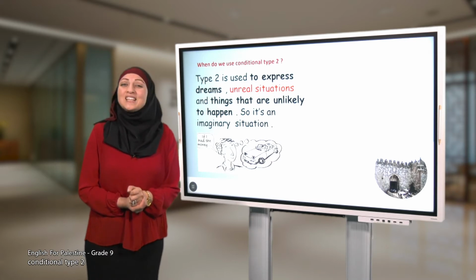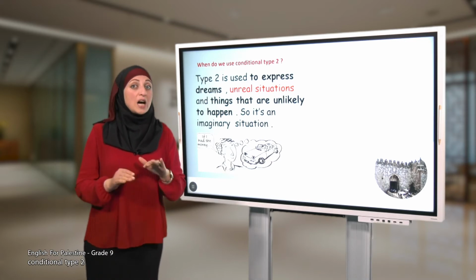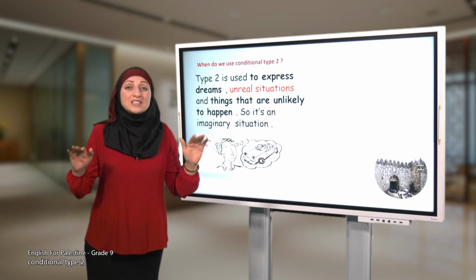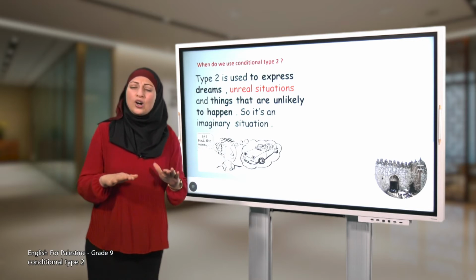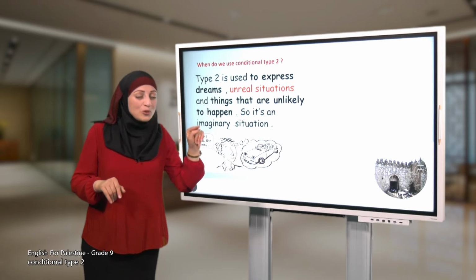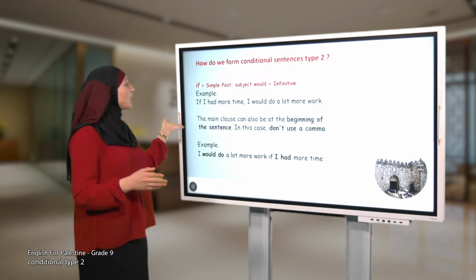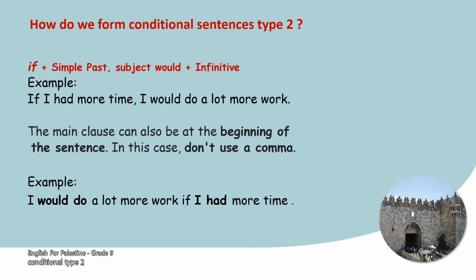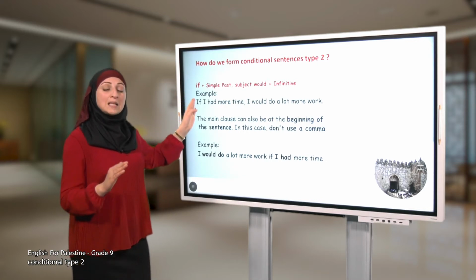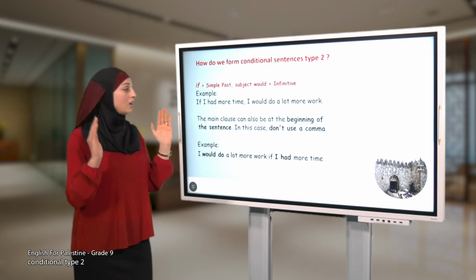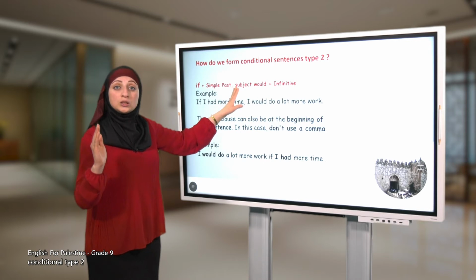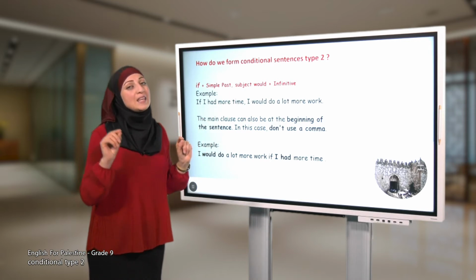We use conditional type 2 to talk about unreal situations, dreams, and imaginary situations. So they are things that are unlikely to happen. Let's move to the next question. How do we form conditional type 2? Simply, I will start with if plus simple past verb in the if clause, and I will continue with subject plus would plus infinitive verb in the main clause.